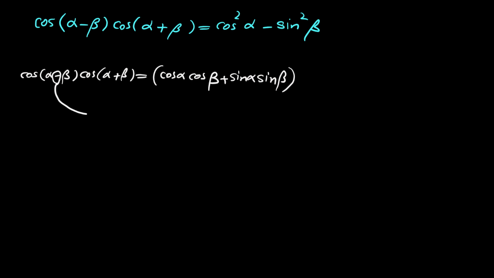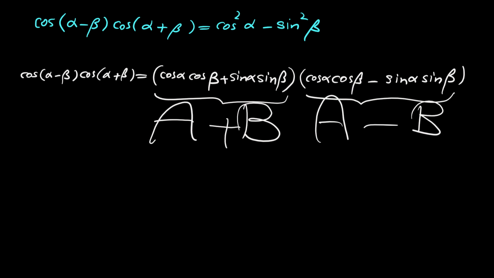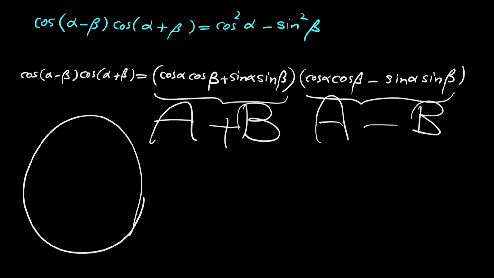And remember, when it's minus here, here should be plus. For the other cosine, we have cosine alpha cosine beta minus sine alpha sine beta. If you look at these two brackets, they are exactly the same but with opposite sign for the middle terms. We have a plus b times a minus b. This should remind you of this important identity.